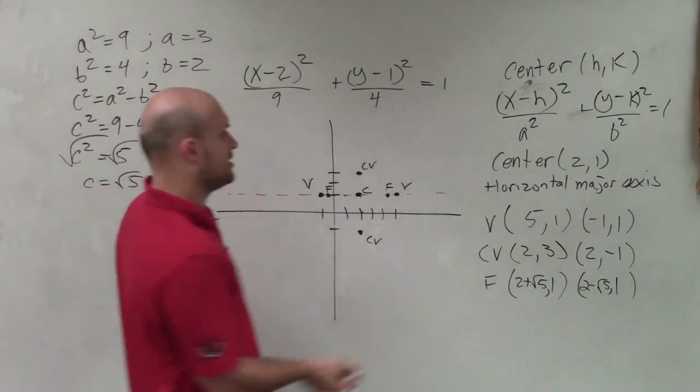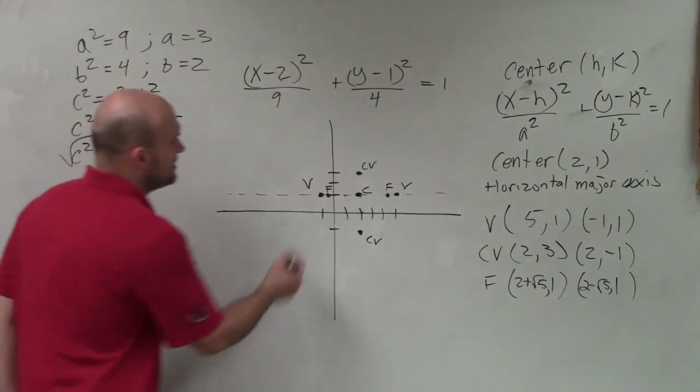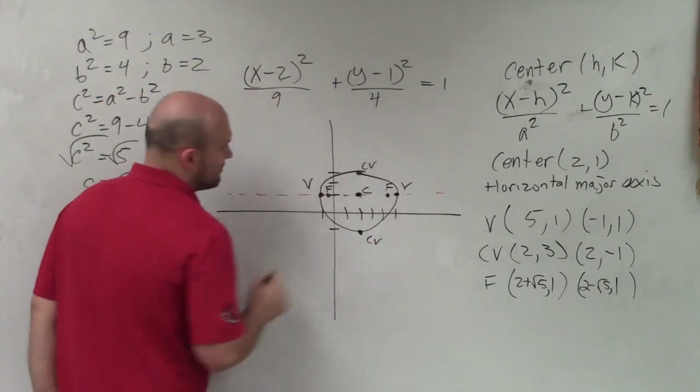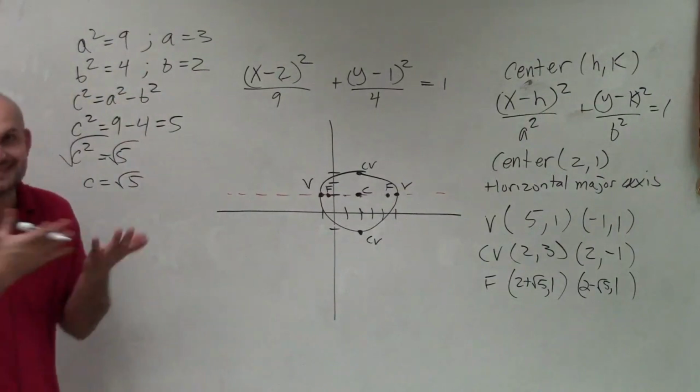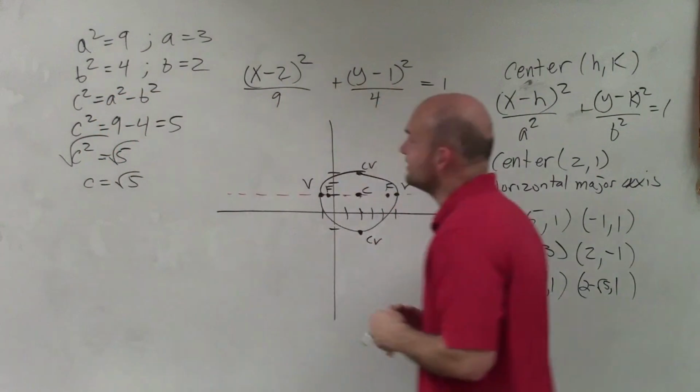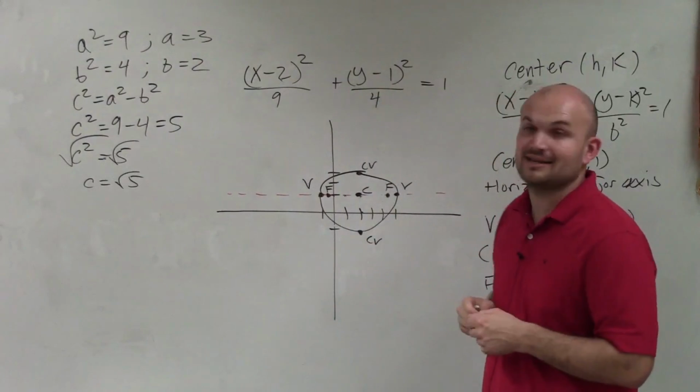I have my vertices, my co-vertices, and my center. Now I just connect the vertices with the co-vertices, and I graph a very ugly ellipse, but that's going to be something where it's going to look at. So there you go, ladies and gentlemen. That is how you graph an ellipse as well as plot the information.